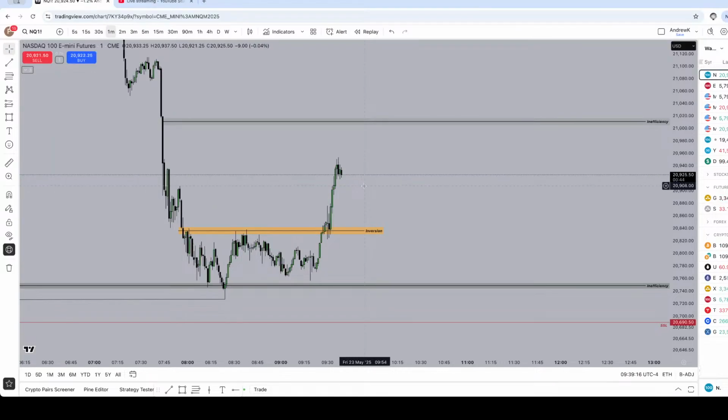Yeah, I can tell it's kind of cutting out as well. I don't want it to cut out.